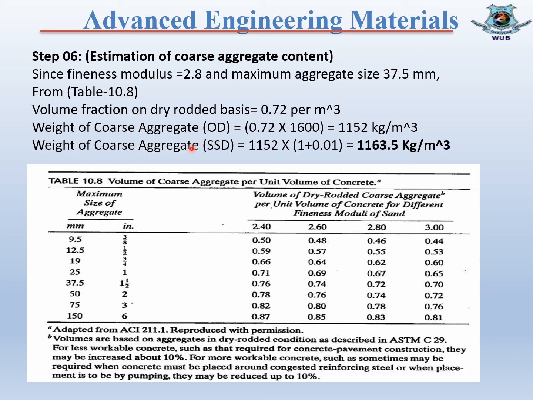Then the weight of coarse aggregate on SSD basis, that means saturated surface dry basis, will be the dry coarse aggregate weight times the water absorption capacity factor. Here the dry weight is 1152 and the water absorption capacity is 1%. So finally we got the weight of coarse aggregate on saturated surface dry basis as 1163.5 kg per meter cube.